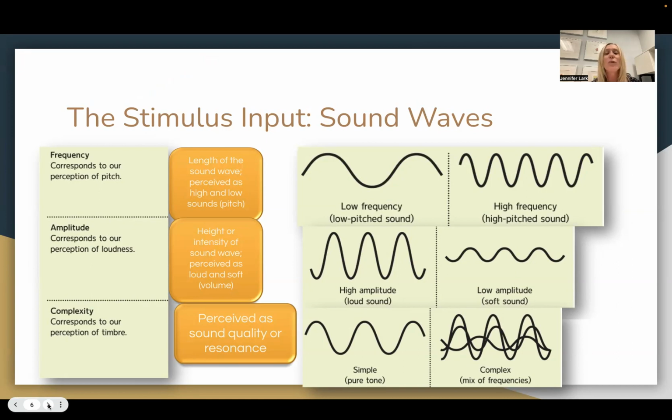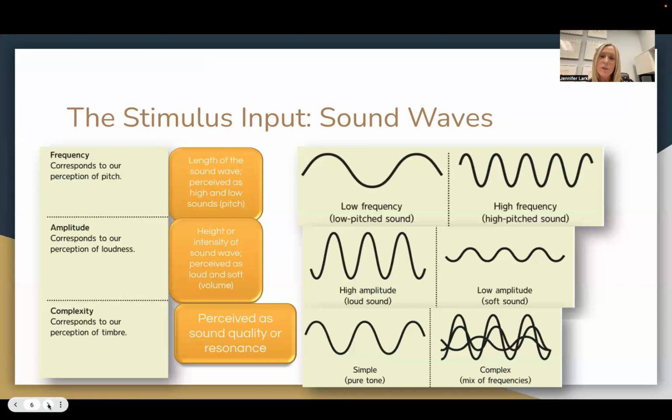Waves with low frequency produce low-pitched sounds, like a foghorn or my deep voice right now because I'm not feeling very well. High frequency waves produce high-pitched sounds, like Elmo from Sesame Street. That was weird, but hopefully that entertained you for a second. You get the idea.